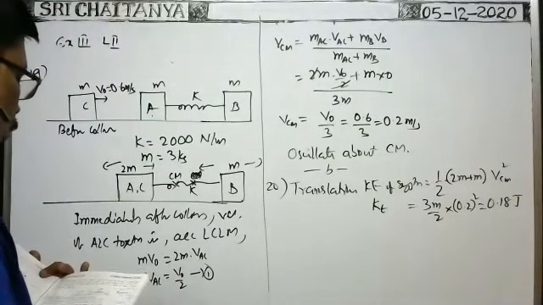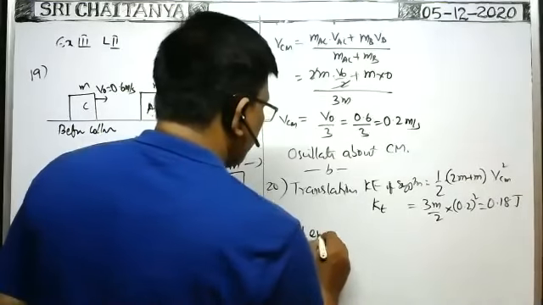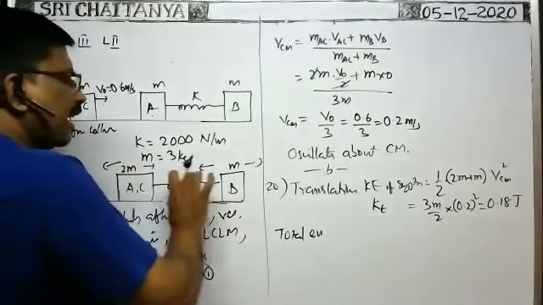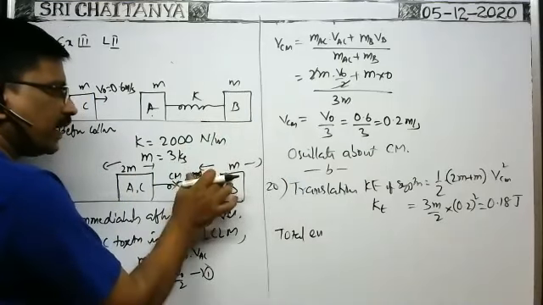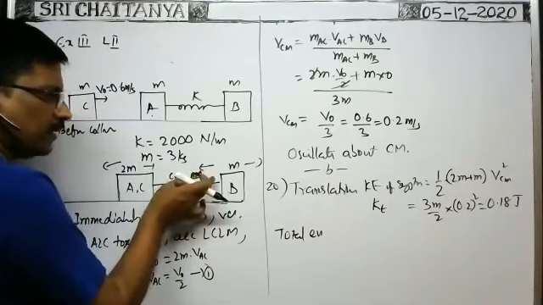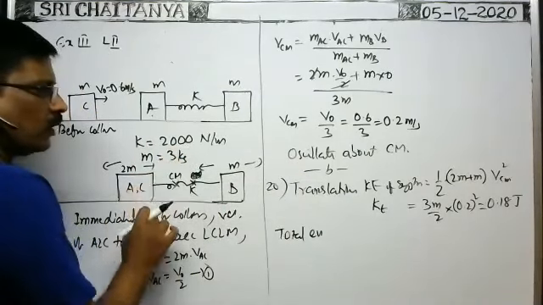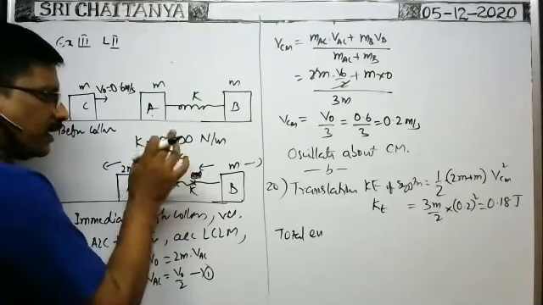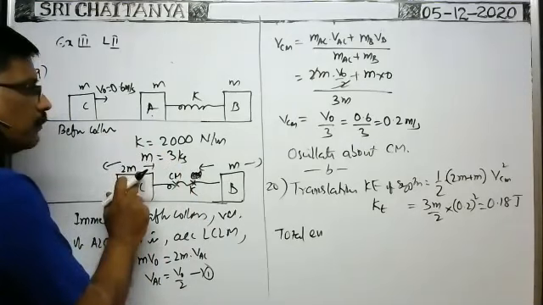Next, what is the total energy of the system? While it is traveling in this direction, these two blocks have kinetic energy, that is the translational kinetic energy. At the same time, the spring will be compressed or extended. That means some potential energy is stored in the spring. To find that potential energy, you have to find the total energy of the system.